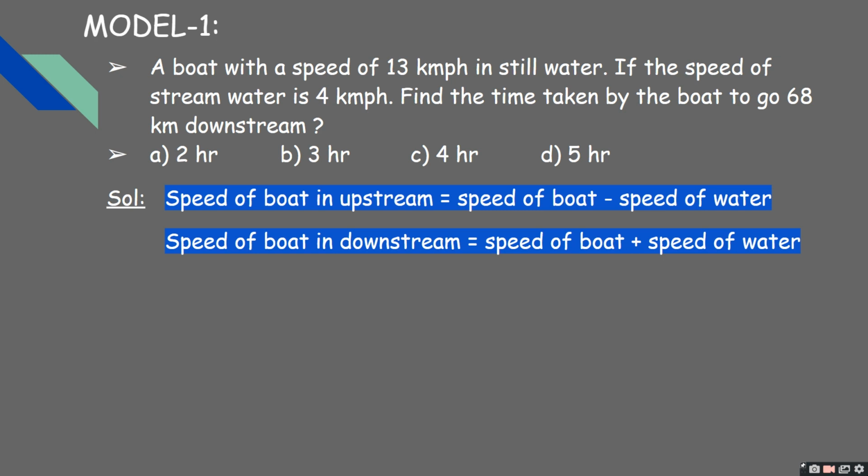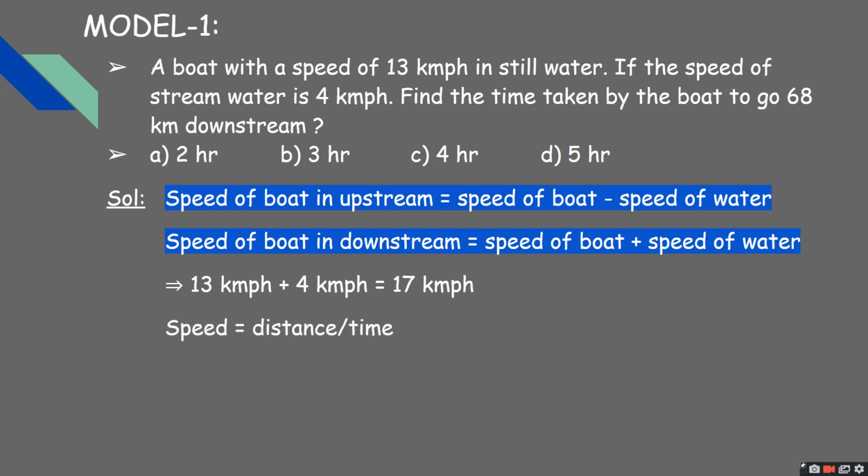of 68 km. Firstly, we will find the speed of the boat in downstream, that equals speed of boat in still water plus speed of stream, that implies 13 plus 4, which gives 17 km per hour. Now we know the speed. To find the time, we know that speed equals distance by time. That implies 17 equals 68 by time. Time equals 68 by 17, which gives us 4. Hence, the time taken by the boat to go 68 km downstream is 4 hours.